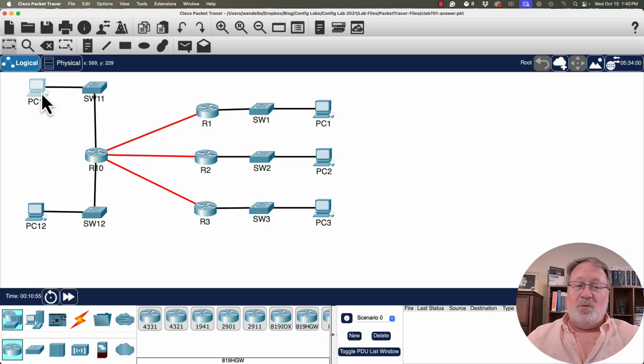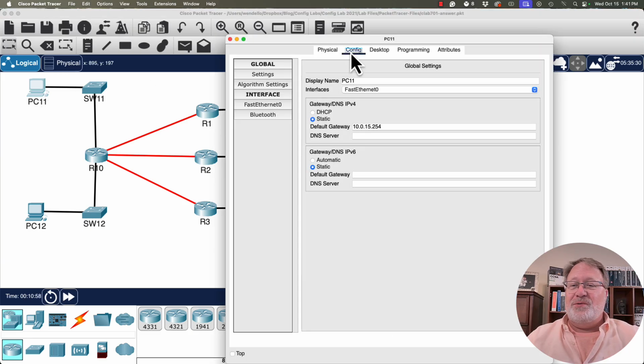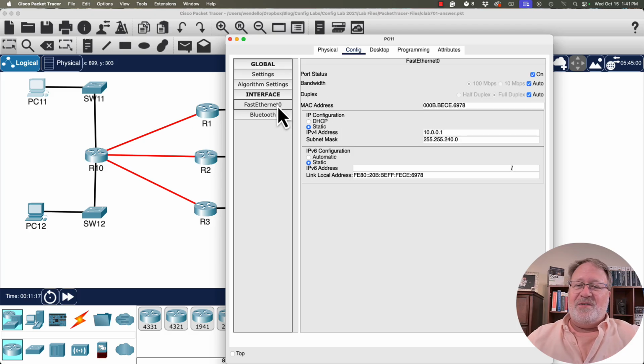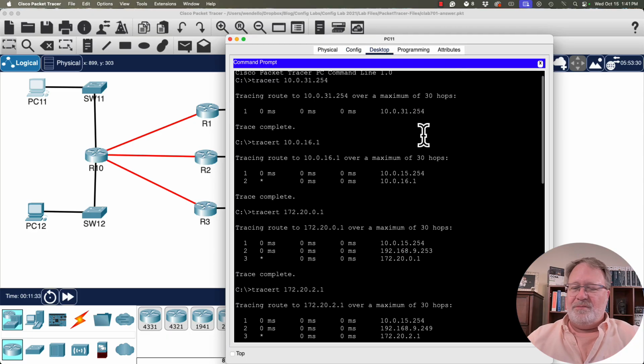To finish the demo, let's look at one of the PCs. To configure those, you could go through the Config tab once you click on the icon of the PC. So you go up to Settings and you can set the default gateway. In this case, we want to point to router R1's upper interface IP address, the one that's in the same subnet, which is 10.0.15.254. And then you click on the interface, in this case FastEthernet0, where you can configure this PC's IP address. It's the numerically lowest address in this subnet, or 10.0.0.1, and you configure the subnet mask there as well. For testing, you can go over to Desktop and Command Prompt, and you've got a command prompt like this one.